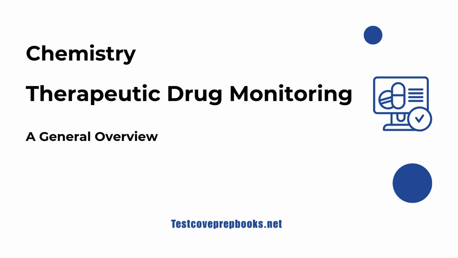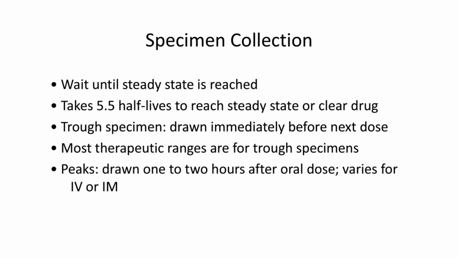When monitoring therapeutic drugs, the first key principle is specimen collection. We must wait until the drug reaches steady state before we can monitor it accurately. Reaching steady state takes about 5.5 half-lives, and it also takes the same 5.5 half-lives for the drug to clear from the body once stopped. A trough specimen should be drawn immediately before the next dose. This is important because most therapeutic ranges are based on trough levels.